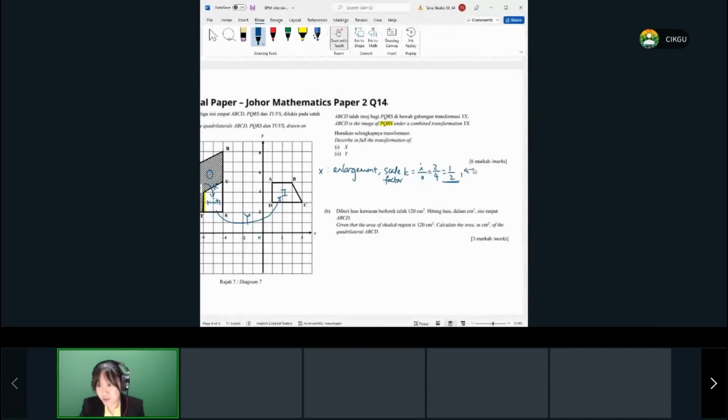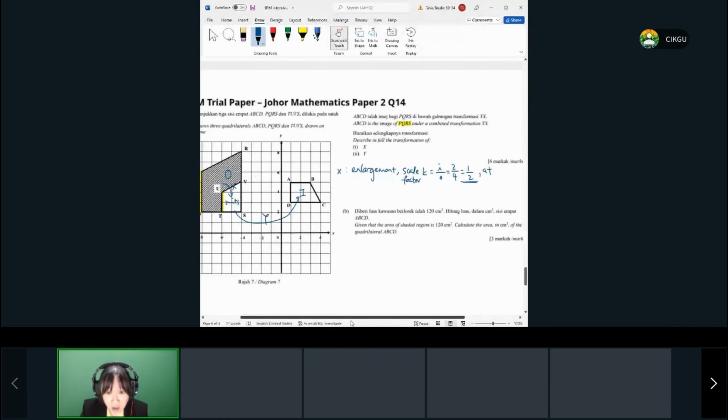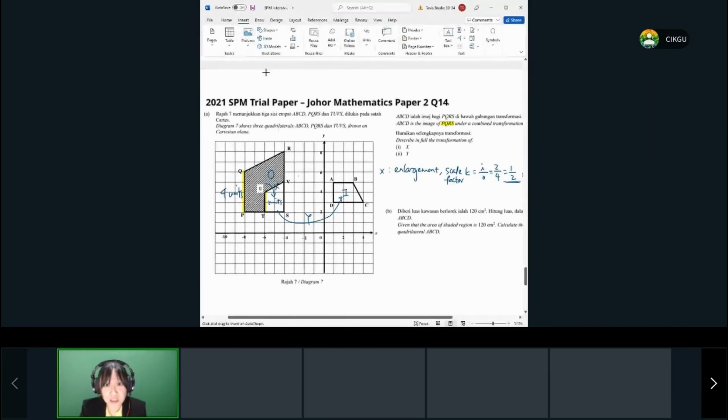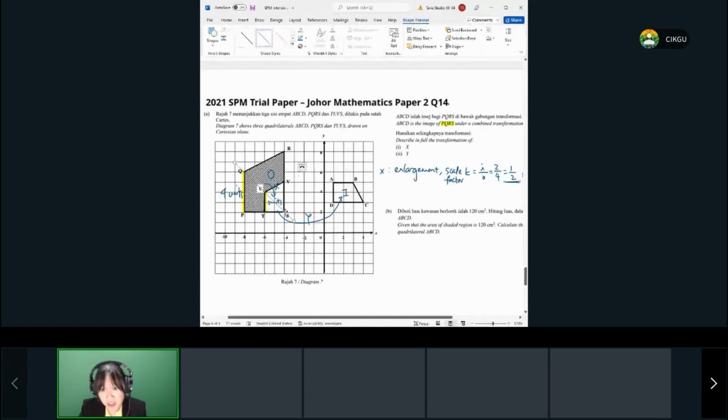Must put the last mark, which is the center. So where is the center of this so-called enlargement, but actually it's a size reduction? But it's okay, you can still do the same way. Connect the corresponding points Q and U, and then P and T. So it looks like it's going to cross at S.